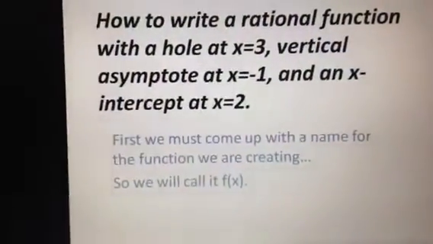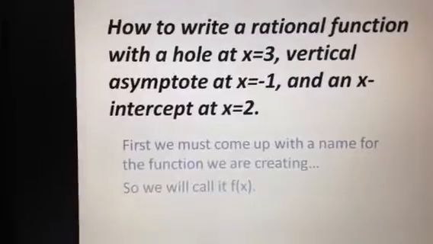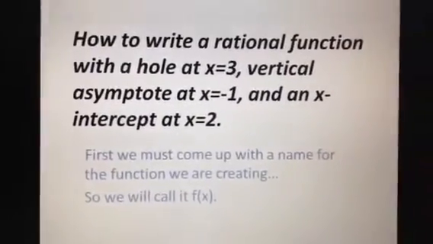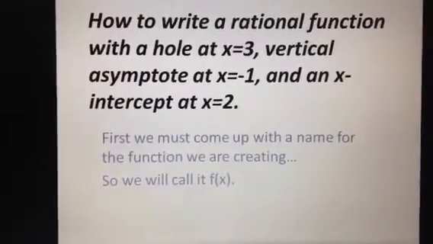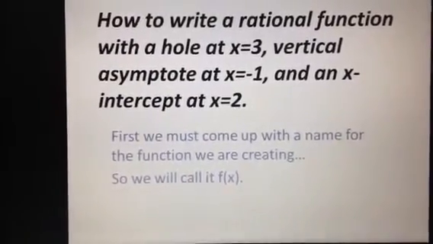How to write a rational function with a hole at x equals 3, vertical asymptote at x equals -1, and an x-intercept at x equals 2. First, we must come up with a name for the function we are creating, so we will call it f of x.